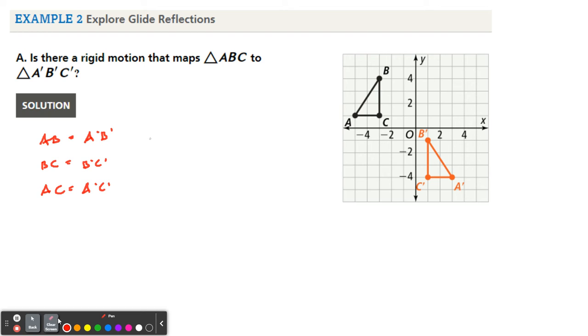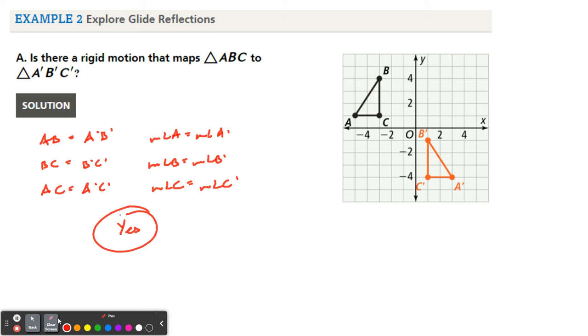What about the angle measure? Measure of angle A, does it look the same as the measure of angle A prime? Yes. Measure of angle B, does it look the same as the measure of angle B prime? I would say yes. And the measure of angle C, does it look the same as the measure of angle C prime? I would say yes. So therefore, it preserves angle measure. So yes, there is going to be a rigid motion.